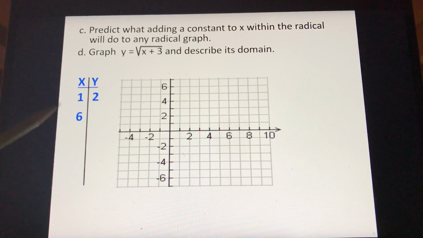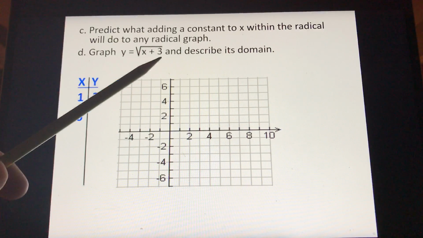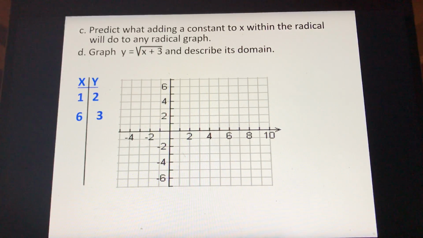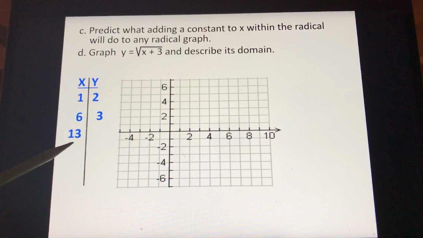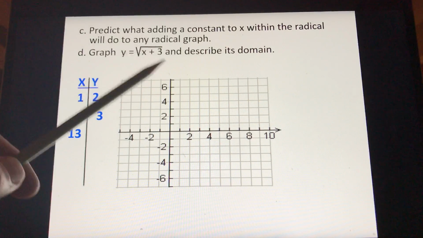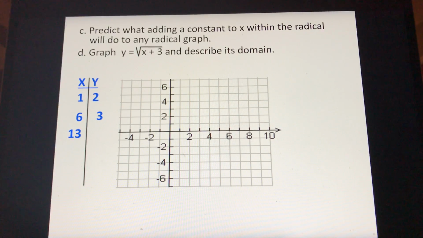Now I'm going to get a couple positives in here. 6 plus 3 is 9. Square root of 9 is 3. I'm going to have that one as a point I'm going to graph. 13 is a good one. 13 plus 3 is 16. Square root of 16 is 4.